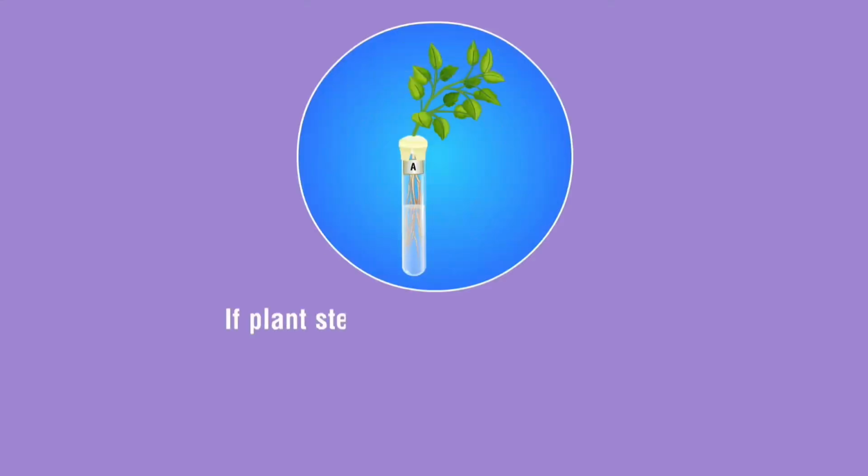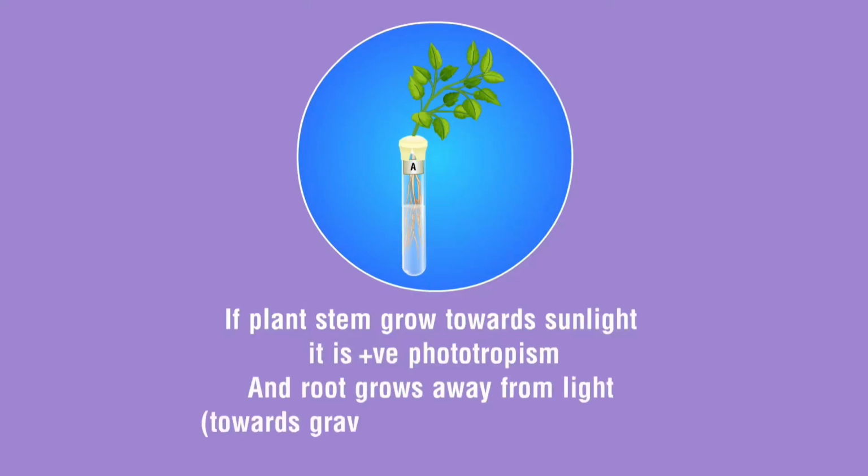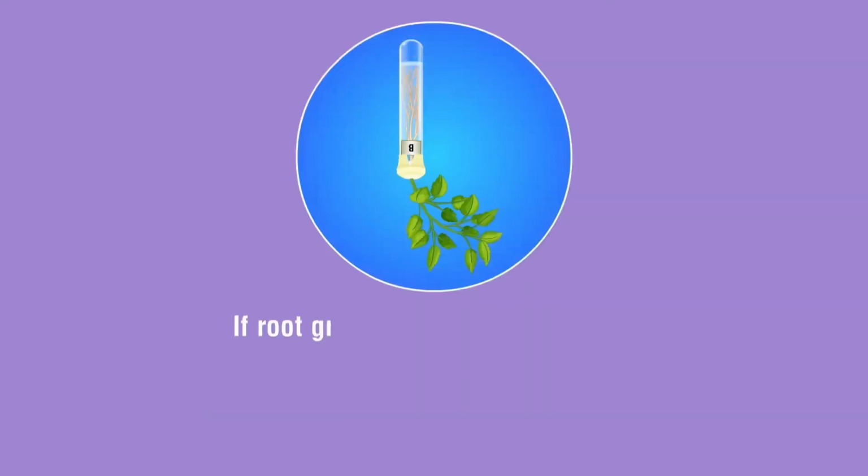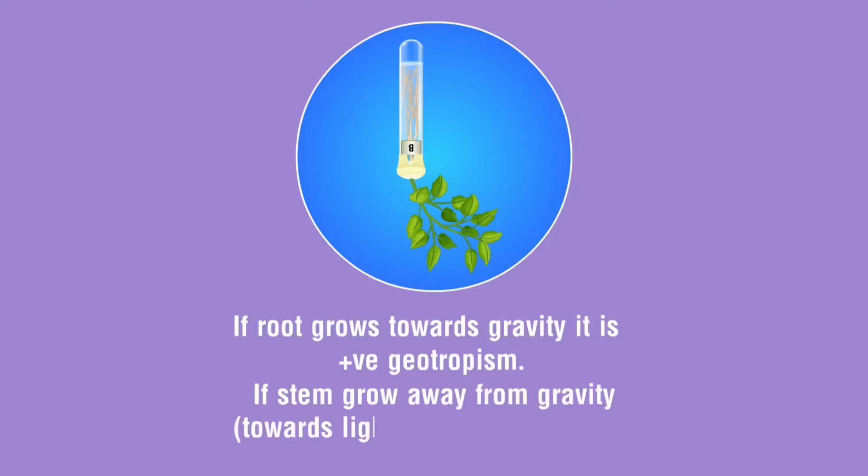Conclusion: if plant stem grows towards sunlight, it is positive phototropism, and if roots grow away from light or towards gravity, it is negative phototropism. If root grows towards gravity, it is positive geotropism, and if stem grows away from gravity or towards light, it is negative geotropism.